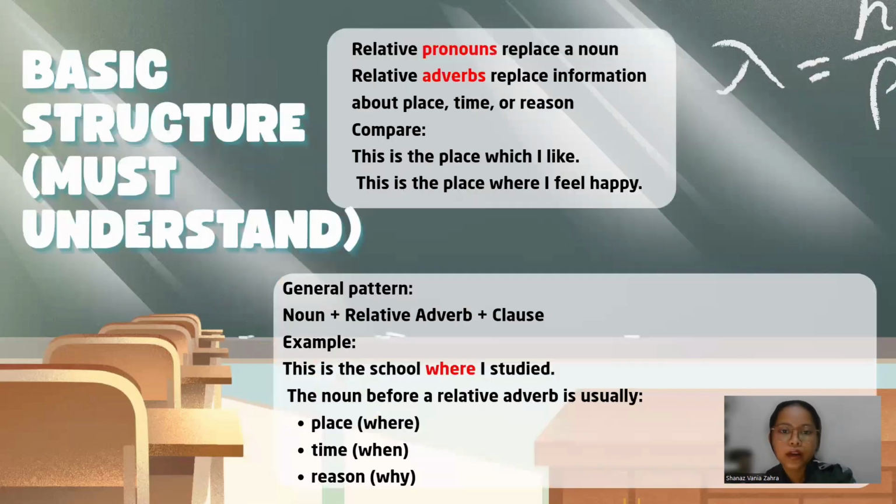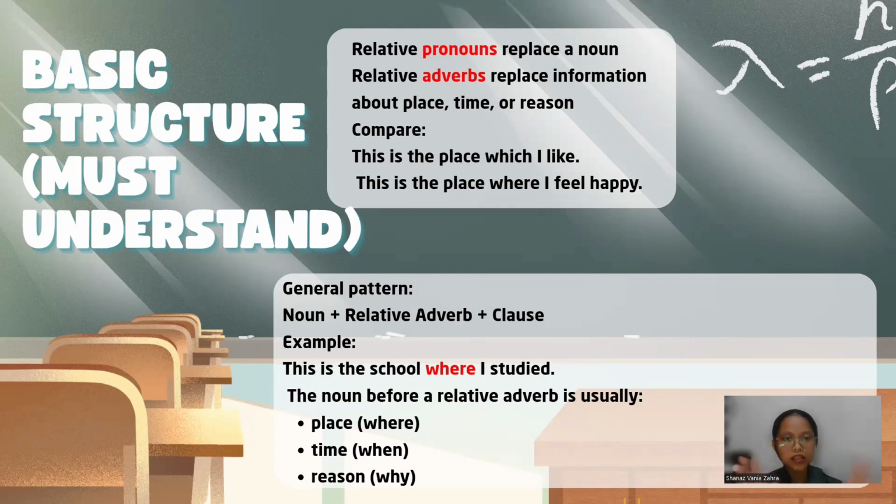All right. Relative pronouns replace a noun. Relative adverbs replace information about place, time, or reason. Let's look at the comparison. This is the place which I like, and this is the place where I feel happy. In "the place which I like", "which" replaces the noun "place". In "the place where I feel happy", "where" replaces information about a location, not the noun itself.